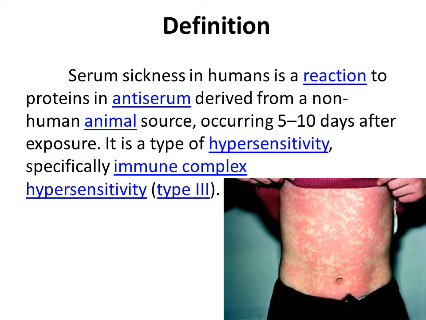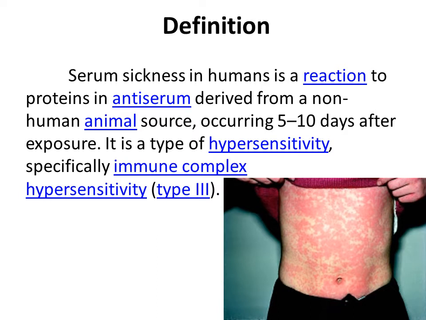This reaction is called the immune body response. These antibodies are present in antiserum. Antiserum is a blood serum which contains antibodies, and these are specific for particular antigens. So this is the reaction.